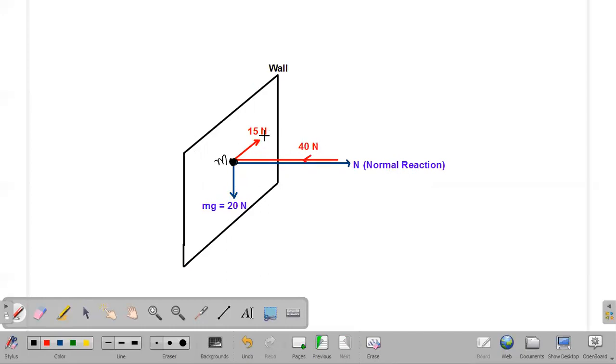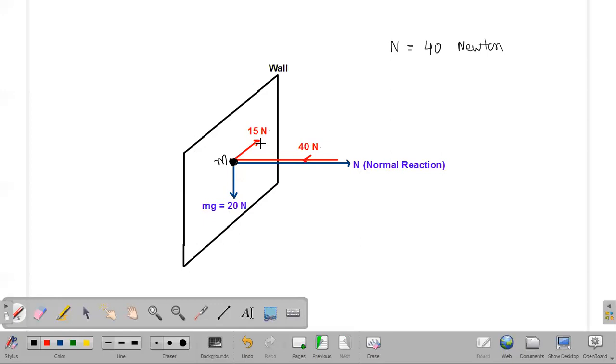Two are applied by us. One is force of gravity and the other one is normal reaction by the wall. It is very obvious that this mass will not move perpendicular to the wall. So first of all, you can say that the normal reaction force will be equal to 40 Newton. It is very sure.